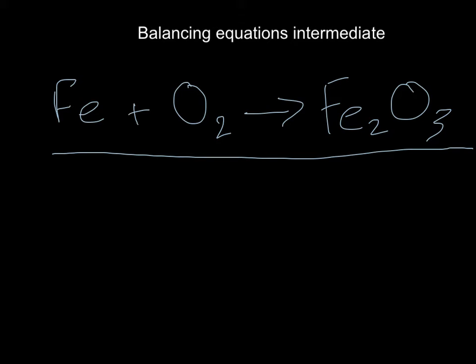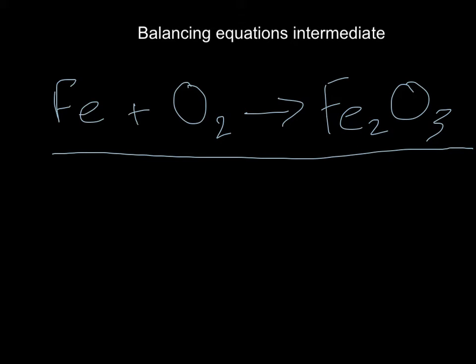Hi Year 9, this is part 2 of the balancing equations tutorials for today's lesson, and in this one we're going to be looking at an intermediate level sort of question that you might come across. For this one we're looking at iron, which is our Fe, plus oxygen, which is going to give us iron oxide, which is our product there.